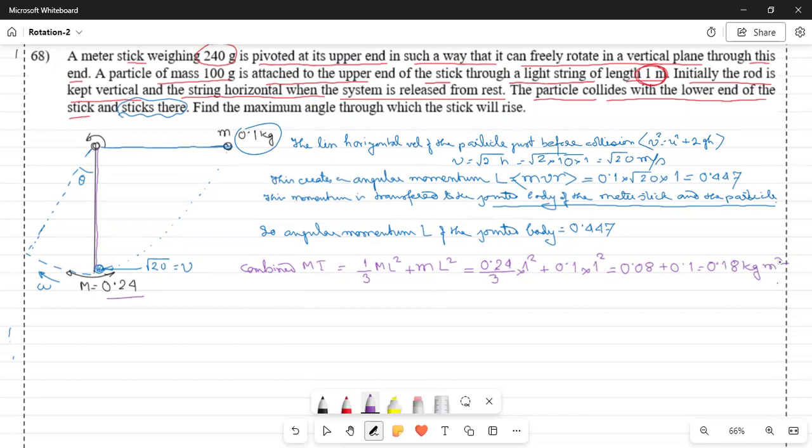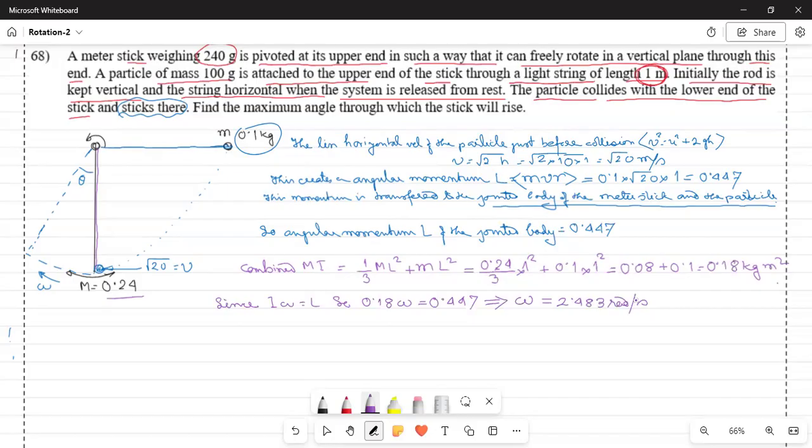So we can find out omega. Using the formula I omega equal to L, where I is 0.18 and L is 0.447, if you calculate omega, omega becomes 2.483. I have done these calculations. You can check. 2.483 radian per second.